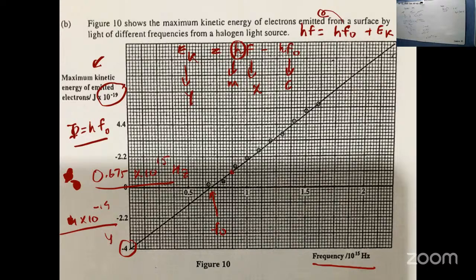The gradient is really hard to read off here. But anyway, the gradient is h. The work function is the y-intercept, and from that you can find f naught as well. But this question asks you to find h, so you can't use it as 6.63. When you work out the gradient, you should get something close to it.